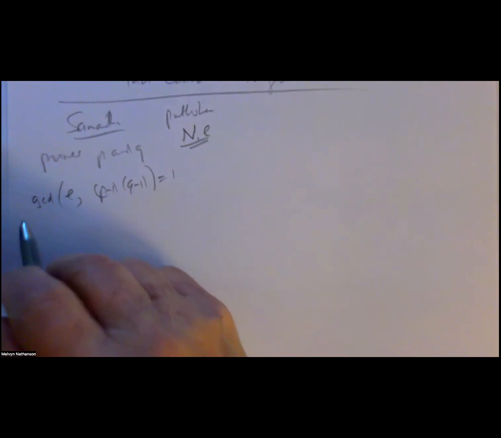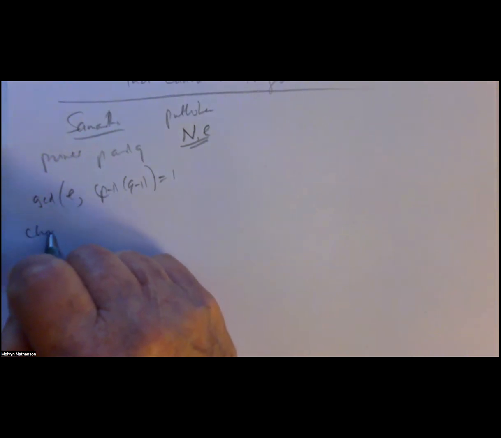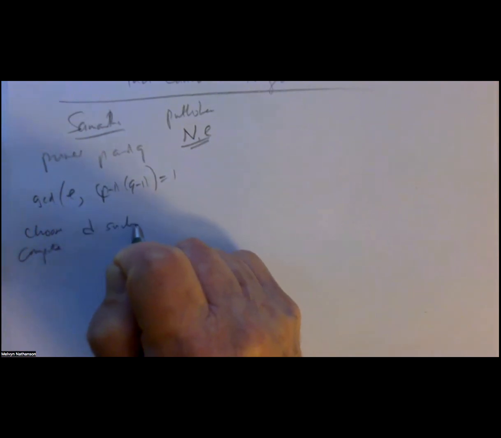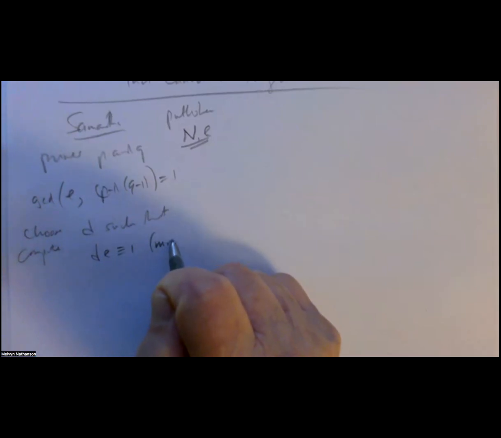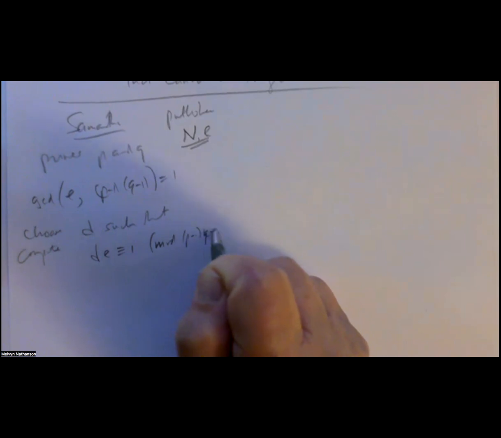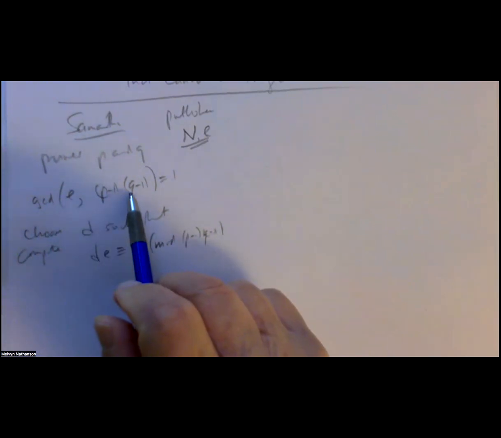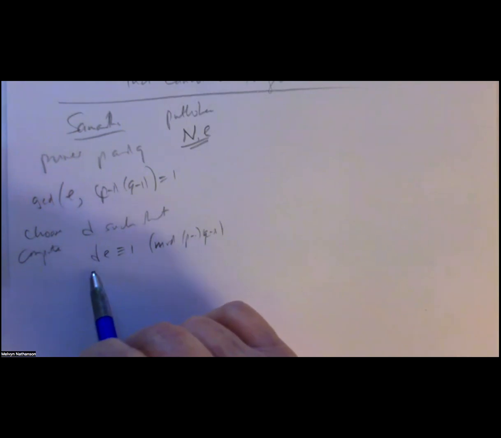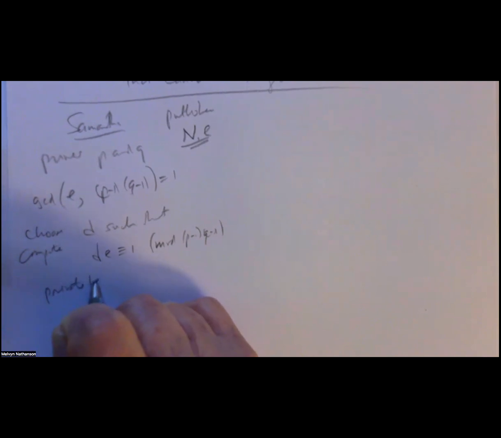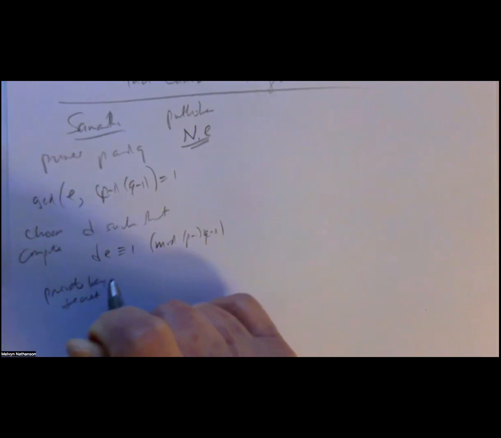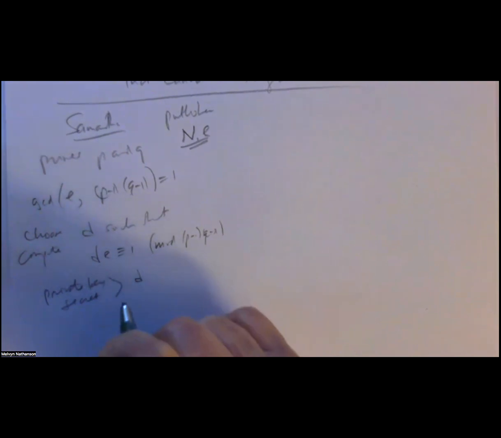So Samantha computes, she chooses or she computes D such that DE is congruent to 1 mod (P minus 1)(Q minus 1). If E is relatively prime to this number, it's a unit, it has an inverse under multiplication. There's some number D where DE is congruent to 1. And the private key, what is secret, Samantha doesn't tell anyone, is this number D.